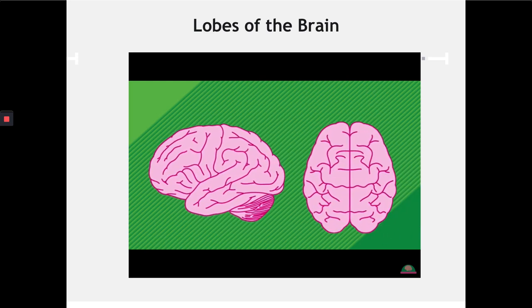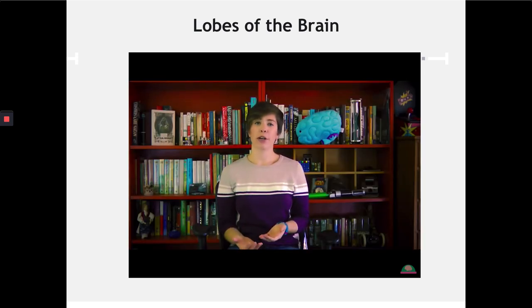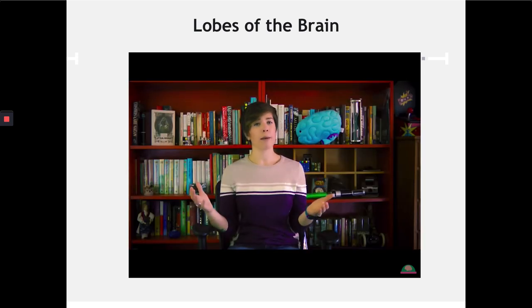If we keep that in mind, we can see that, for example, the frontal lobe is separated from the parietal lobe by the central sulcus, while the distinction between the parietal lobe and temporal lobes is created by this separation, called the Sylvian fissure. These may seem like fairly arbitrary distinctions when we look at the whole brain, but each of these lobes has a distinct set of functions.